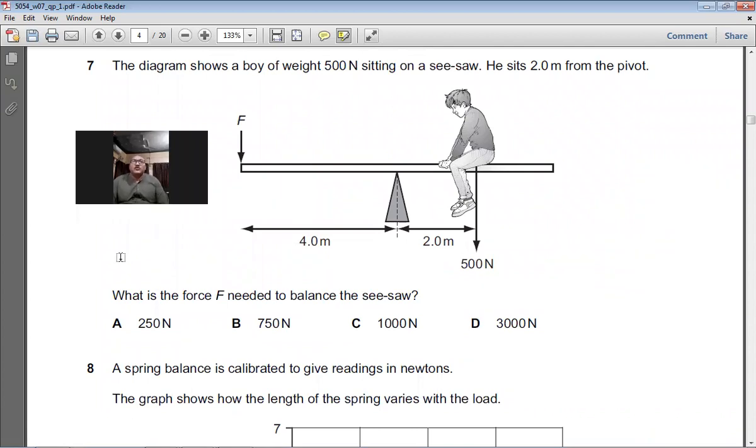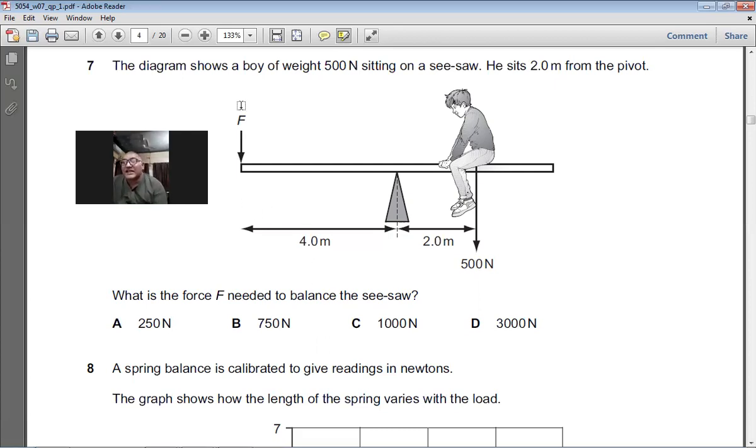The diagram shows a boy of weight 500 Newton sitting on a seesaw. He sits 2 meters from the pivot. What is the force F needed to balance the seesaw? If this is balanced, the boy's weight is producing a clockwise moment about this pivot. This force will be producing an anti-clockwise moment about this pivot. So they will be equal to each other when it's in balance.